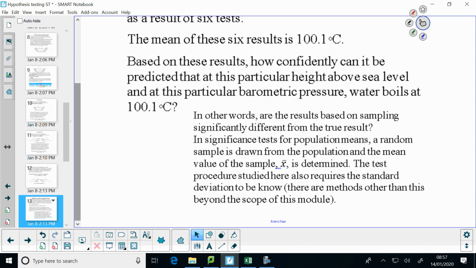In a significance test for population means, a random sample is drawn from the population and the mean value of the sample is determined. The test procedure studied here also requires that the standard deviation is known. There are other methods. So when you're given one of these problems, you're going to be told what significance level to use, and you're going to be given the mean and the standard deviation of the sample. All right?